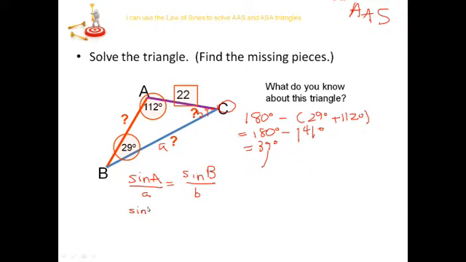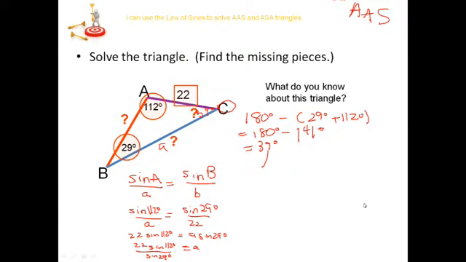Sine of 112 over A equals sine of 29 degrees over 22. So that means 22 sine of 112 equals A sine 29. And A is going to equal 22 sine of 112 all over sine of 29.